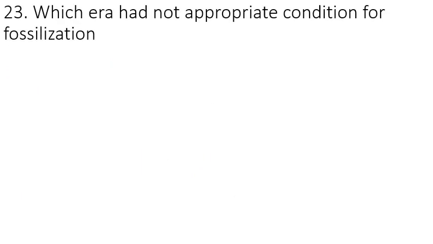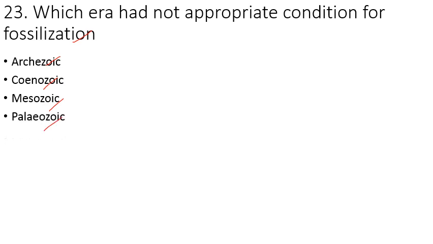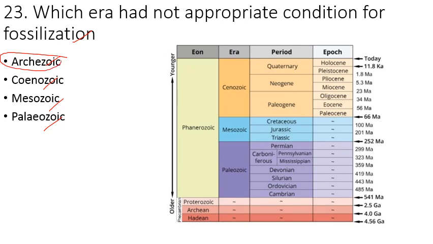The next question is, which era had not appropriate condition for fossilization? Our options are Archeozoic, Cenozoic, Mesozoic or Paleozoic. So its most probable answer is Archeozoic era. If we talk about this geological time scale, Earth was formed 4 billion years ago, approximately 4 billion years ago. So we have this time period here, Archean, that is Archeozoic era. So at that time it ranges from 4 to 2.5 billion years ago.